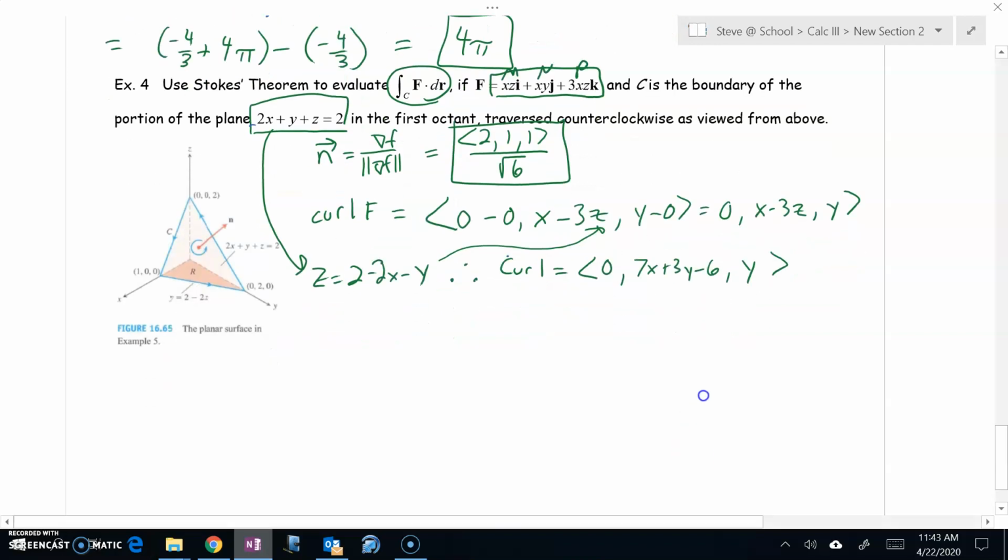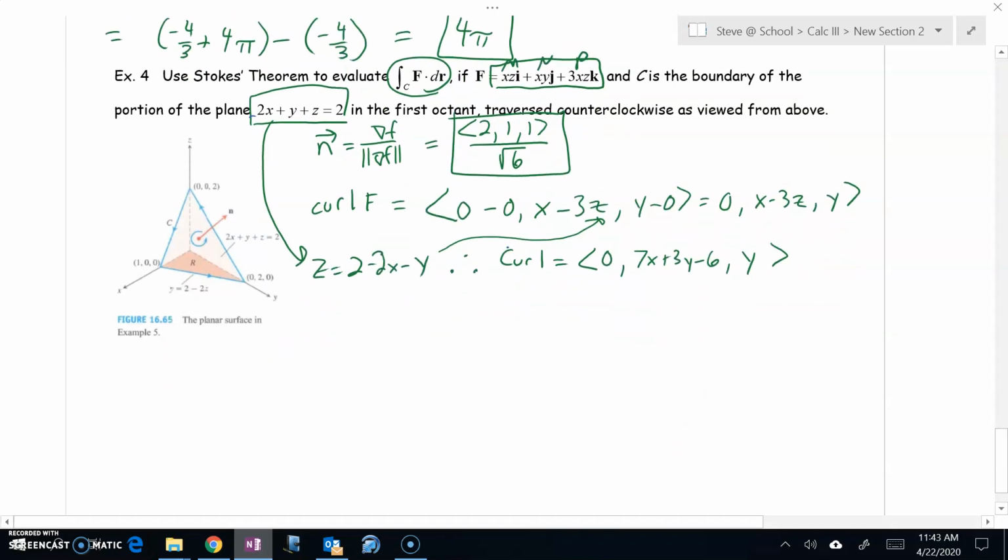Anyway, lastly, we're going to do d sigma. D sigma is the magnitude of the gradient of f over the gradient of f dotted with p. How am I doing time-wise? Ooh, I'm at 12:30. Well, the nice thing here is the shadow region is in the xy plane, so we are going to use p as 0, 0, 1. Since the gradient of f is this vector here, that's just going to be a 1 on the bottom, and the magnitude of this is root 6. So this is just root 6 over 1 dx dy.